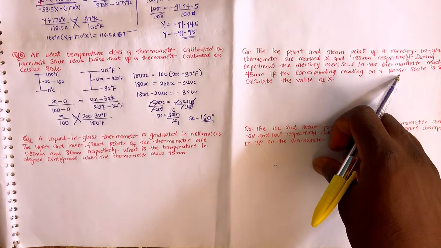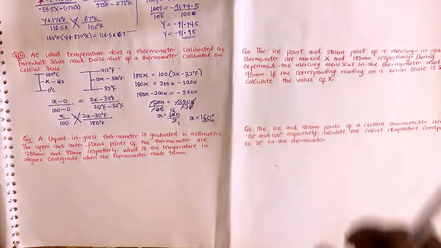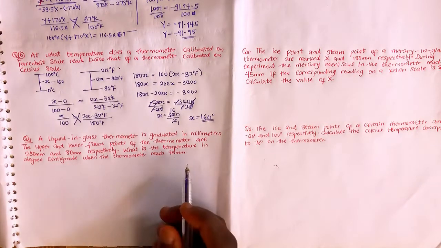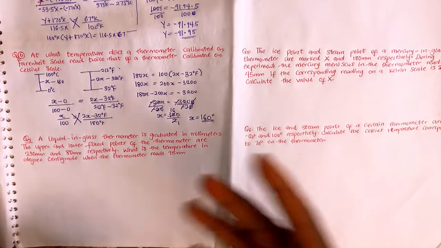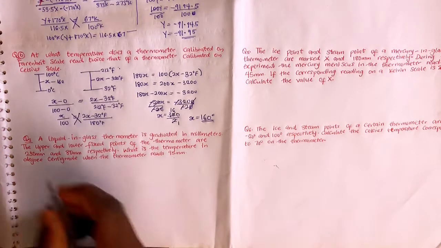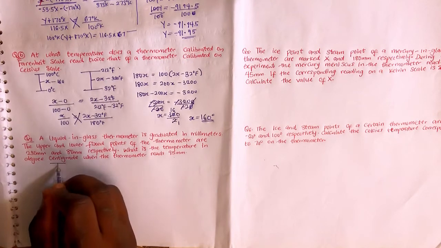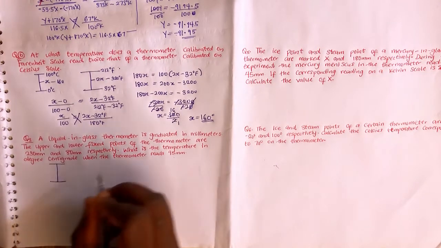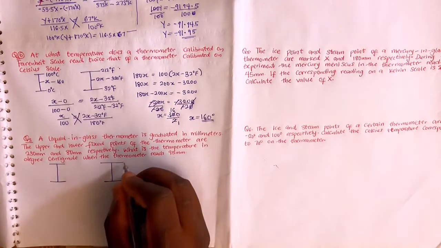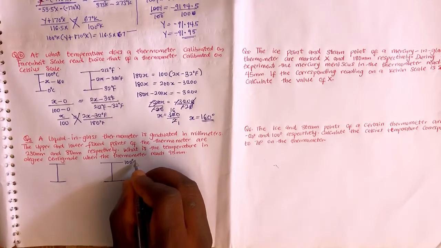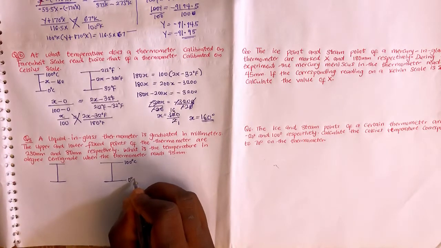What is the temperature in degrees centigrade when the thermometer is at 95 millimeter? So we are given an unknown scale, and we are asked to compare it with the degree centigrade. Let's just draw out the temperature scales. This for the degree centigrade, the upper fixed point was 100 degrees C, and the lower fixed point was 0 degrees C.